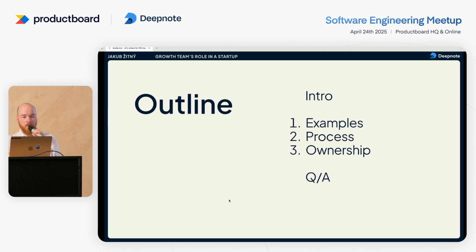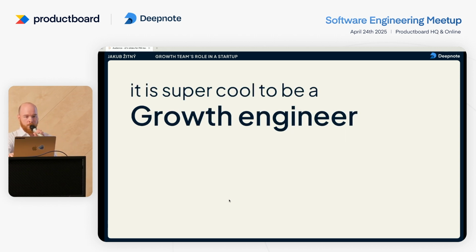And then I want to talk about how we actually manage to do all of these different things in processes similar to what normal product teams do, and how we own, or struggle to own, some of these things. Basically, my message is that it's super cool to be a growth engineer.